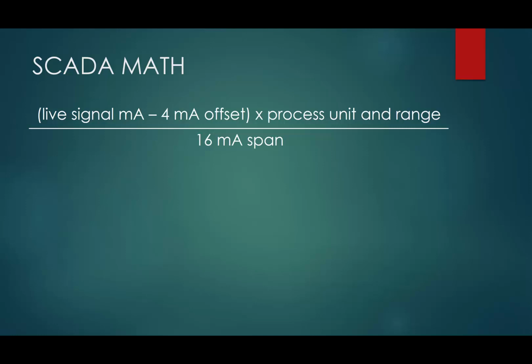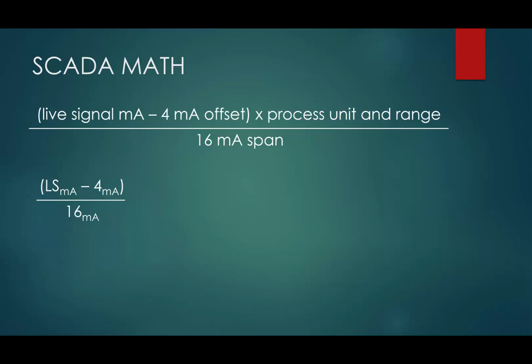So the term live signal, we're going to just turn that into a variable, LS. LS stands for live signal. I don't want to write out live signal every single time I write this formula. So live signal, or LS, minus 4 milliamps. The 4 milliamp offset, we're just going to say 4 milliamps. It never changes. Because it's a 4 to 20 milliamp signal, we don't start at 0, we start at 4, so we have to use that offset because we are offset from 0, from the origin.